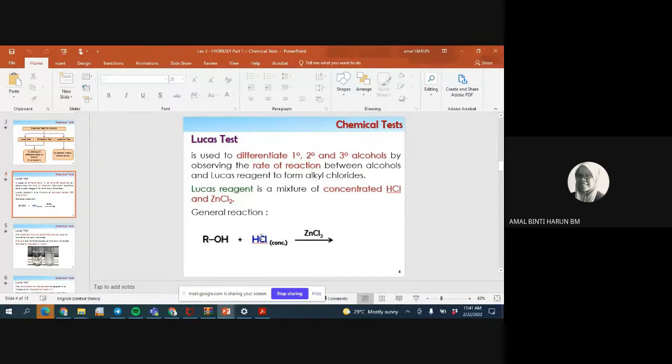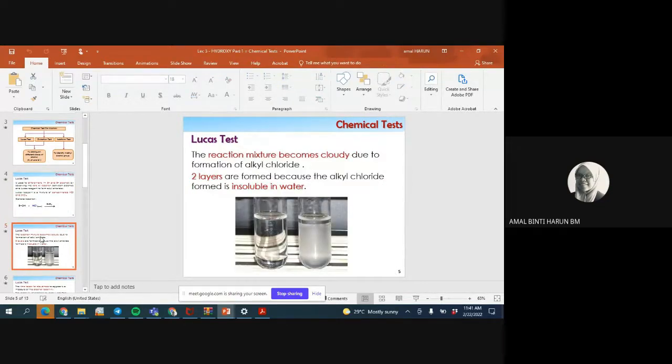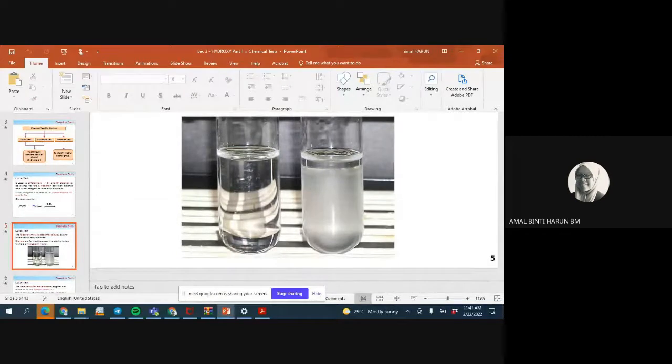Okay, this one. Kat sini, nampak ni. Dia tulis HCl concentrated sebab tu kena pakai glove tadi kan. And then the Lucas reagent is made up of zinc chloride, ZnCl2. Okay, nak nampak dia punya cloudy tu macam mana? The first one, kita tengok kat test tube sebelah kiri tu, that one is colourless tau. Okay, the other one, sebelah kanan, we can see that cloudy. Nampak? Keruh kan berbanding sebelah kiri tu. So kiri is negative, tak dapat distinguish pun.